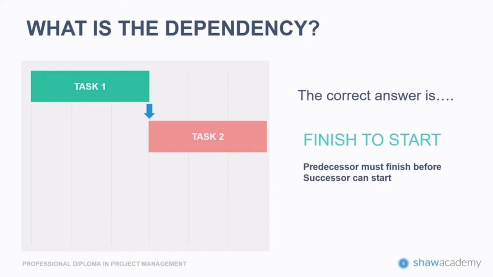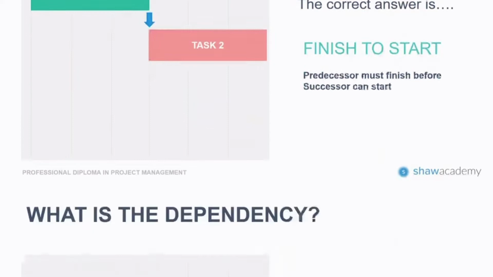In the context of our website example, task 1 would be your website being designed, and then task 2 could be coding the website. So once it's designed, we can begin coding. So that is your finish to start.